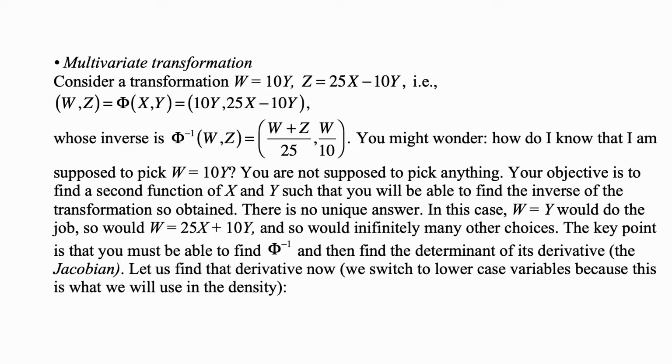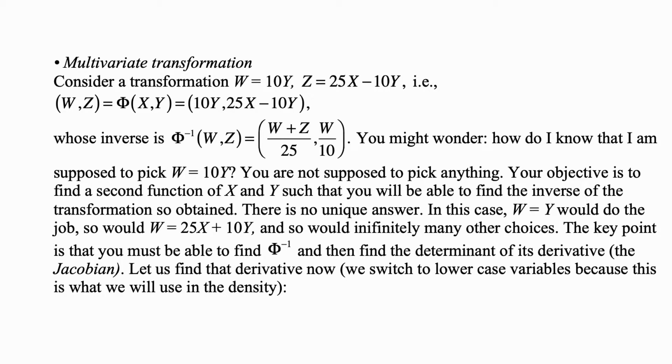x and y. So if W is equal to 10Y, then Y is equal to W over 10. And then Z is equal to 25X minus 10Y, and 10Y is equal to W, so 25X is equal to W plus Z, and then X is equal to (W plus Z) over 25. So the inverse function is (W plus Z) over 25 and W over 10.